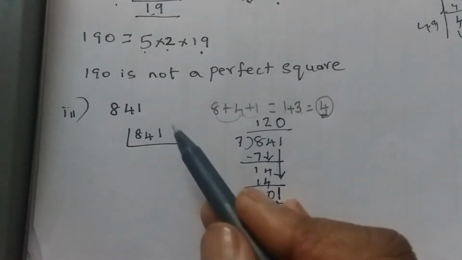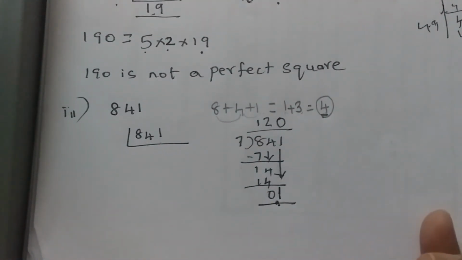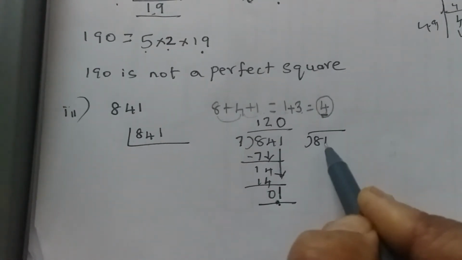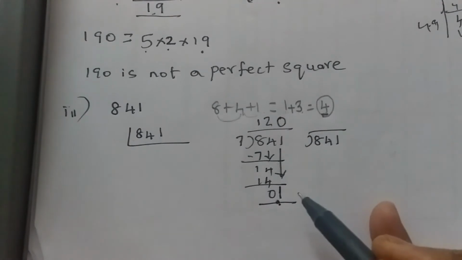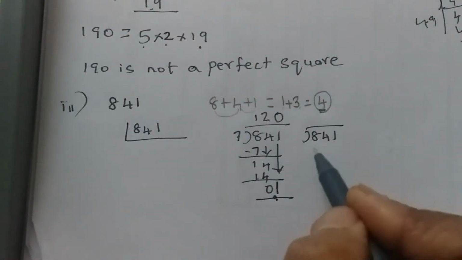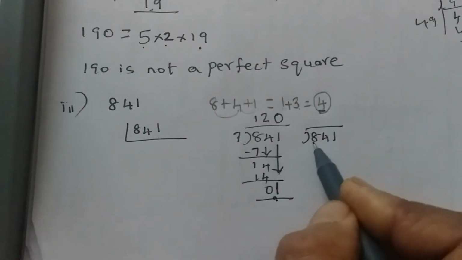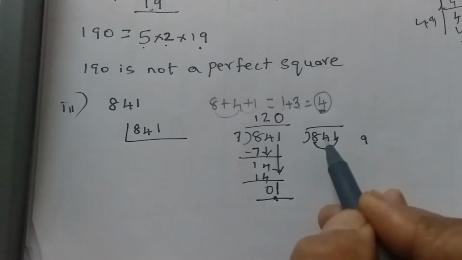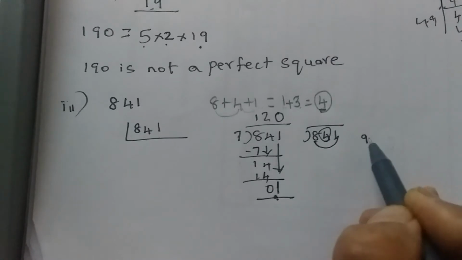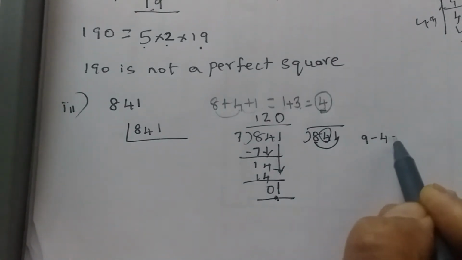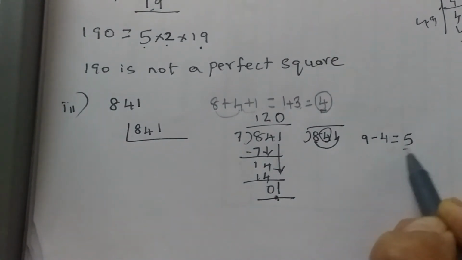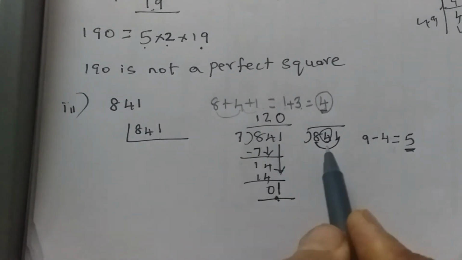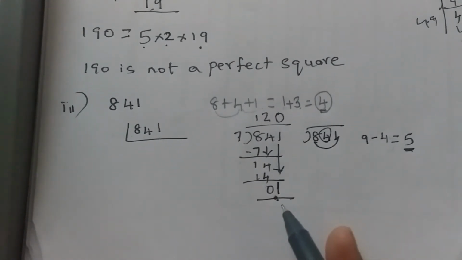Okay, it is not divisible by 3. It is not divisible by 7, so which is the next prime number? Yes, it is 11. For 11 also we have a divisibility rule. What is it? You add the alternate digits, 8 plus 1. Leave 1 digit and add. 8 plus 1 is 9. Then this number 4. Subtract those two numbers. 9 minus 4 is 5. Does this 5 come in the 11 table? No. So 841 is also not divisible by 11.